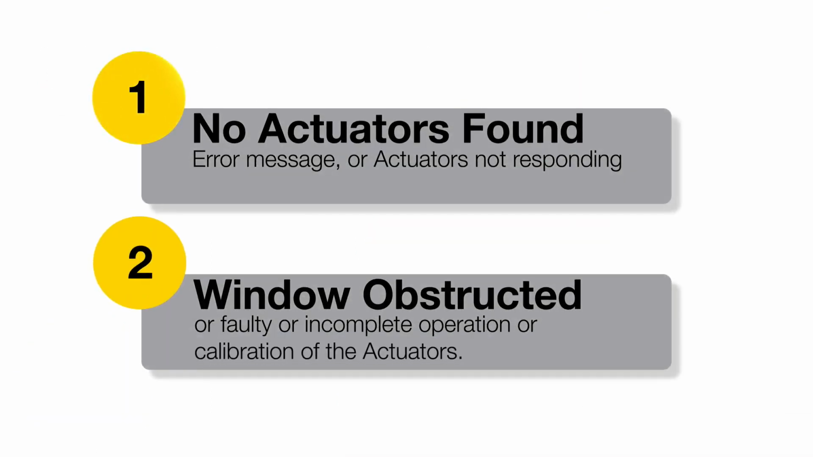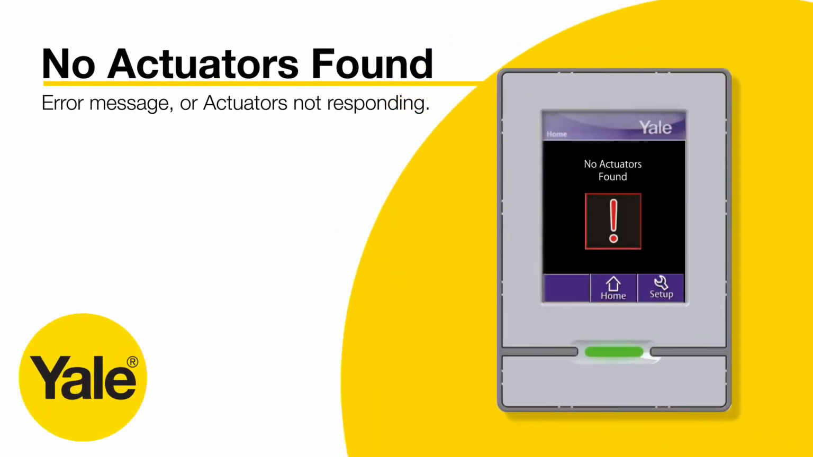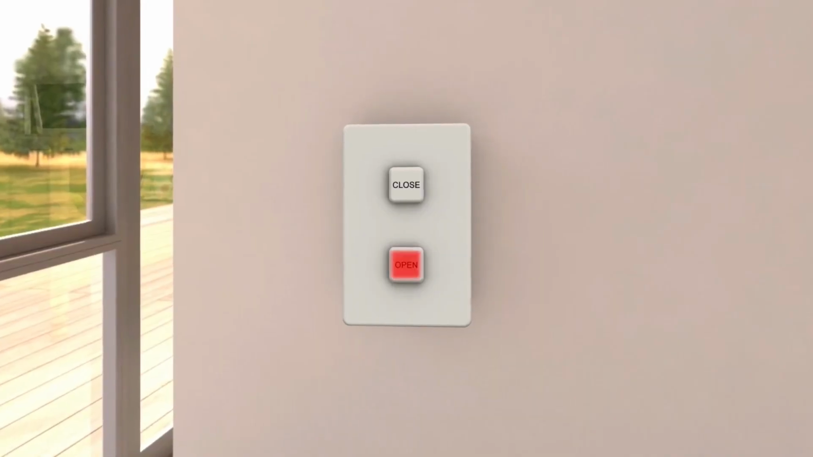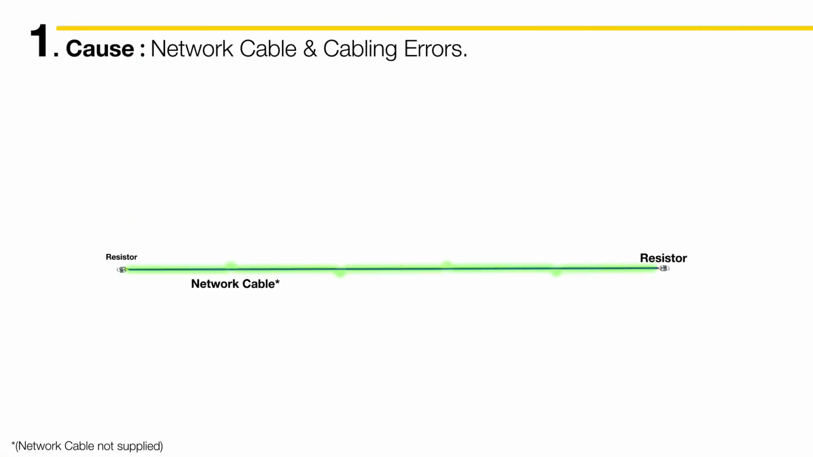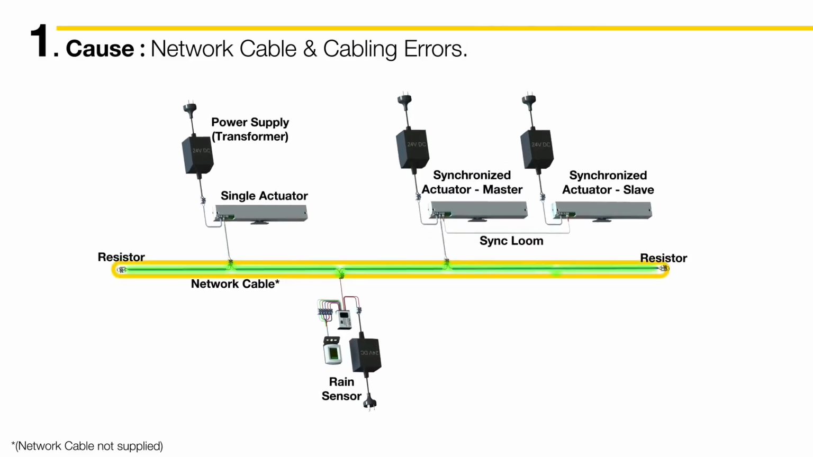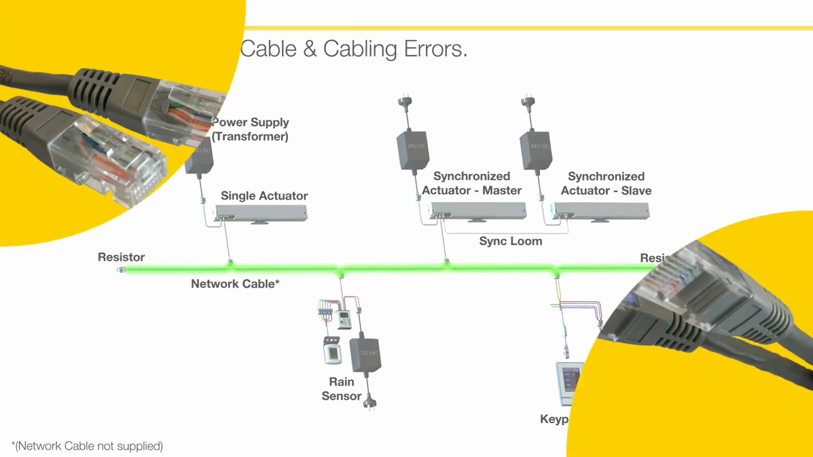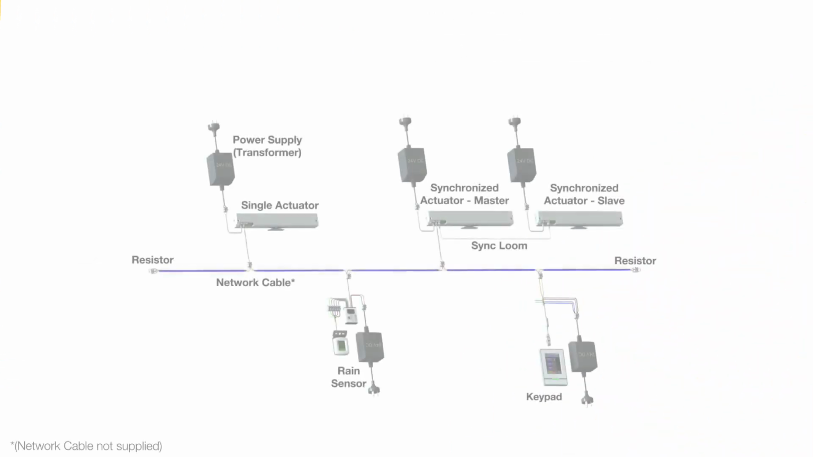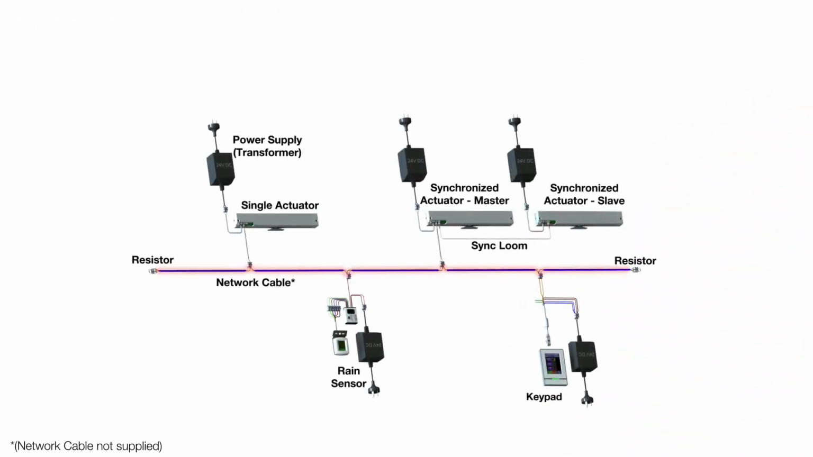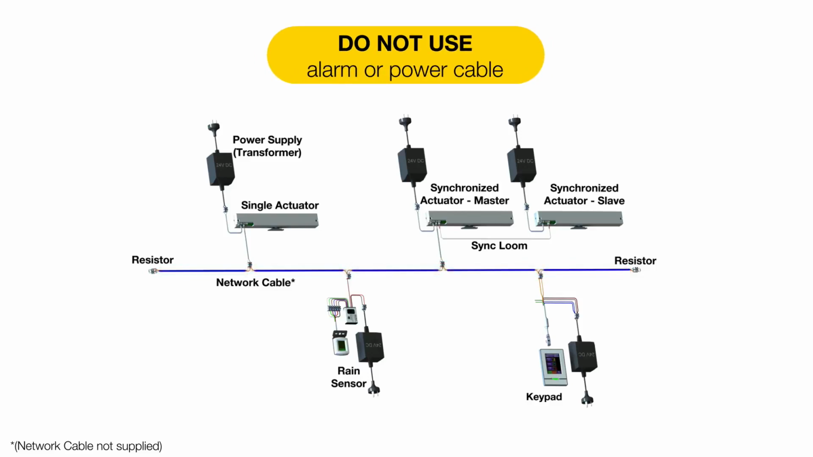Right, let's get started. If you're getting a "No actuators found" error message, or the actuators are failing to respond to an open command, one of the most common causes is the network cable. The network cable carries data communication signals between all the devices on the network, so you must use data cable with twisted pairs. Cat5 or Cat6 data cable works well. Cable that does not contain twisted pairs, such as alarm or power cable, will not work, as the network needs a cable impedance of 120 ohms to communicate properly.